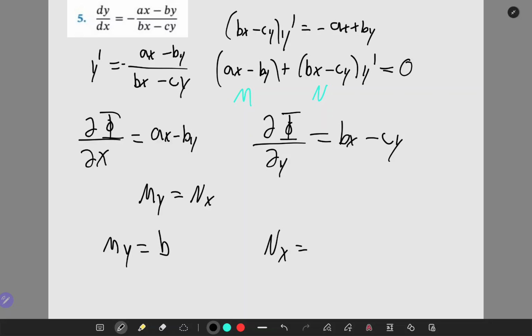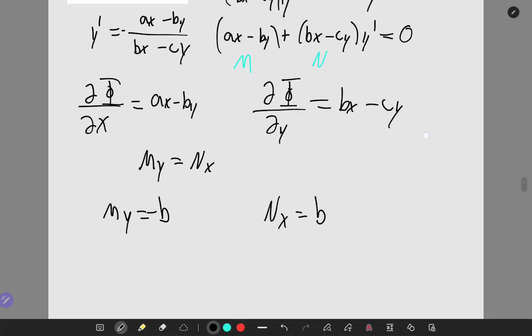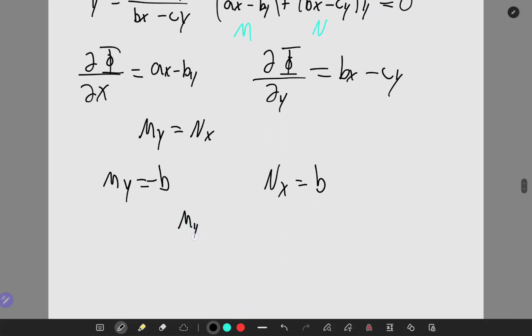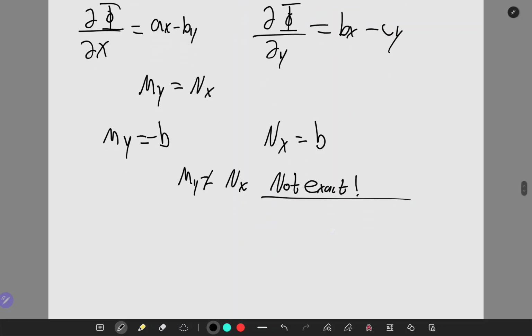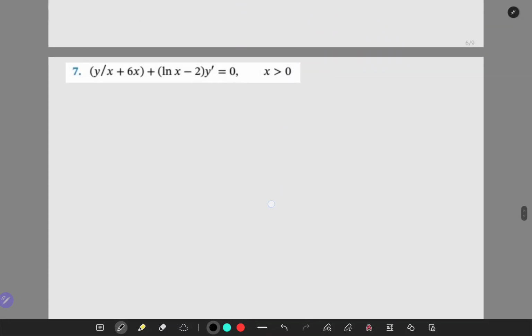Now we're good. So m with respect to y is actually going to be negative b, and n with respect to x is positive b. So m y does not equal n x. So then the problem's not exact. So right there and then, we're done. That's it. Problem's not exact. We cannot find a phi then. All right, so then that's it. Not exact. Number 7.